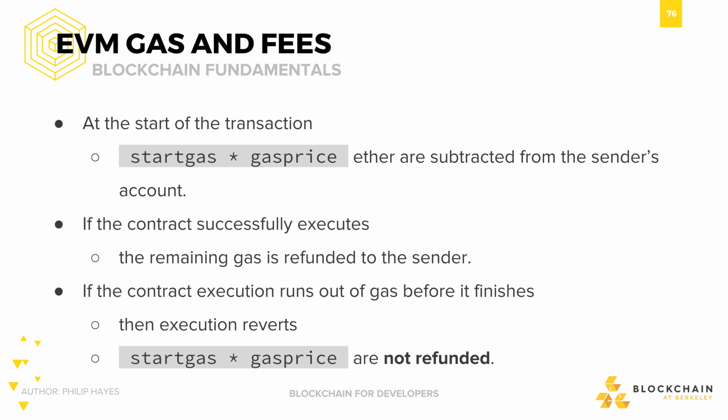So then we get something known as start gas times the gas price, which is the Ether that's subtracted from the sender's account when you start the transaction. If the contract successfully executes, the remaining gas is then refunded to the sender. But if the contract execution runs out of gas before it finishes, execution reverts and your Ether is not refunded. It's not great for the user experience, but to be honest, it has to be this way because you need to incentivize people to run code on the network.